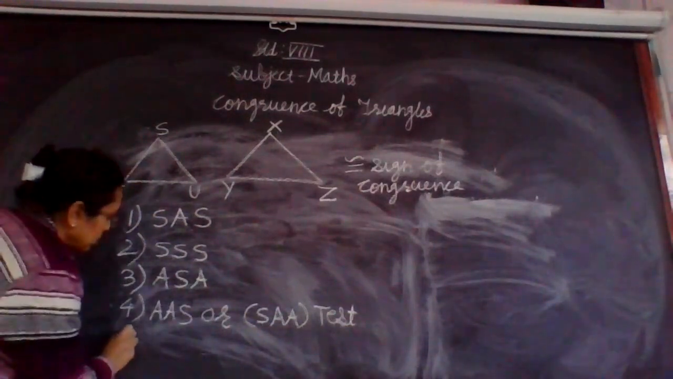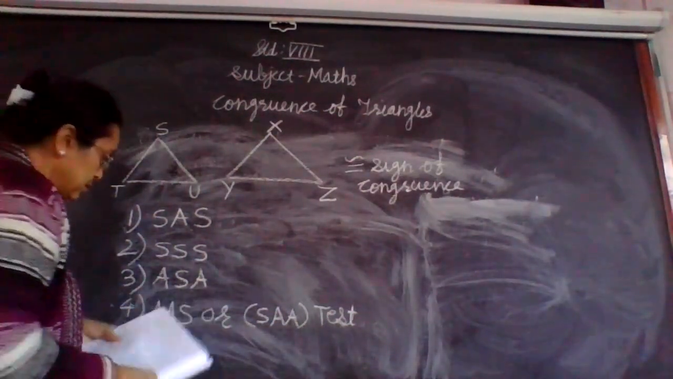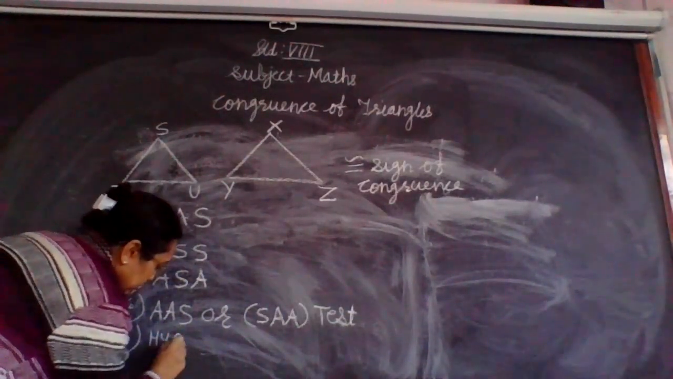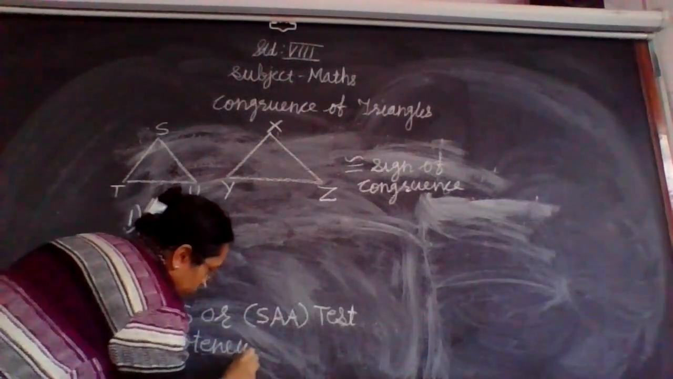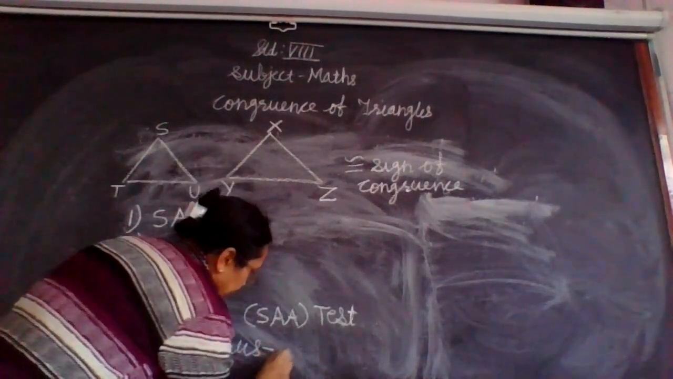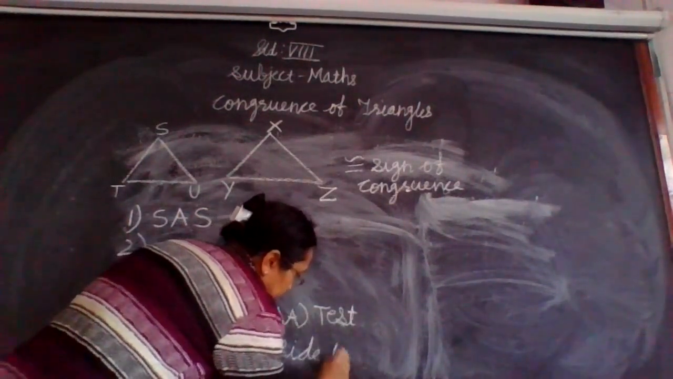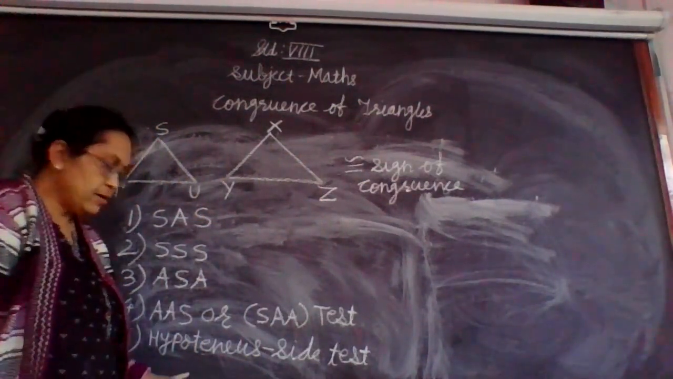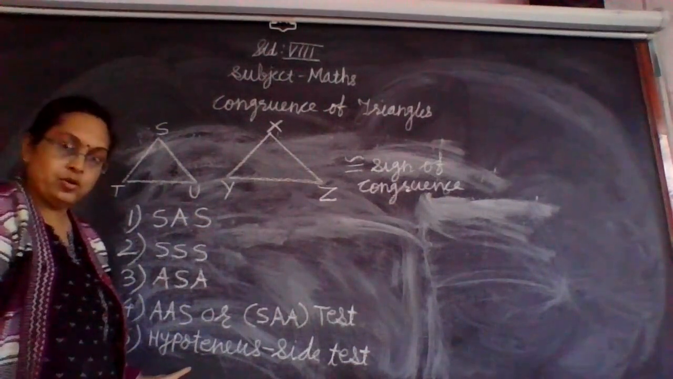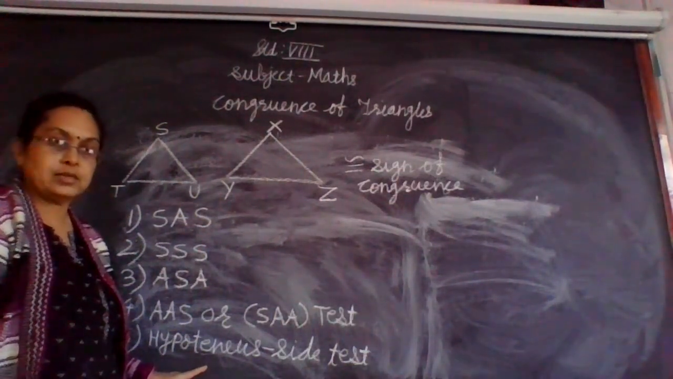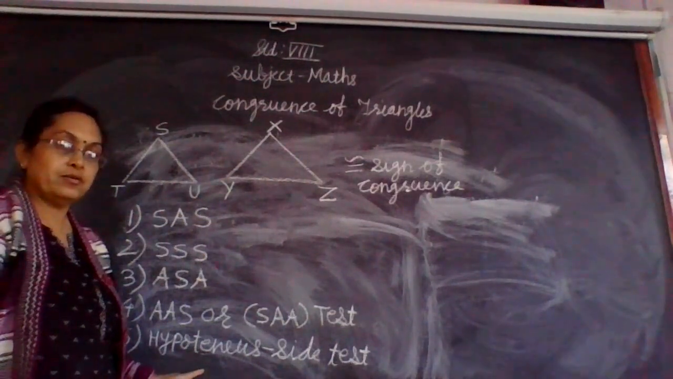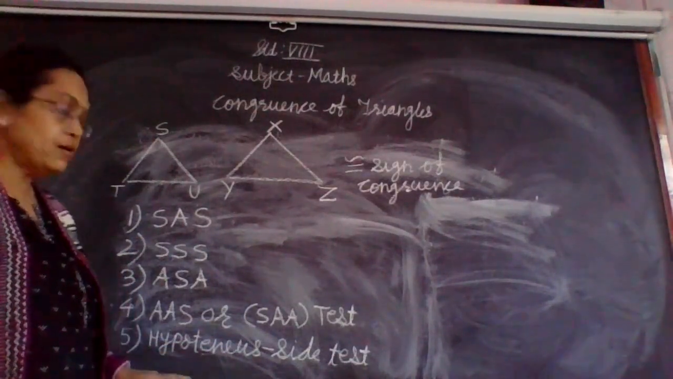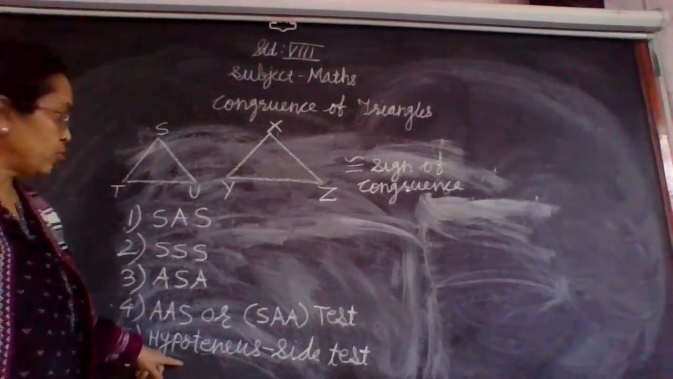And last is the hypotenuse side test. This you have to check only for a right angle triangle, and I think you know what the hypotenuse is in a right angle triangle. Wherever the right angle is, the side opposite to that right angle in that triangle is called the hypotenuse.